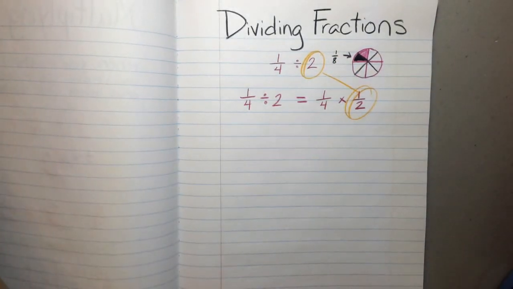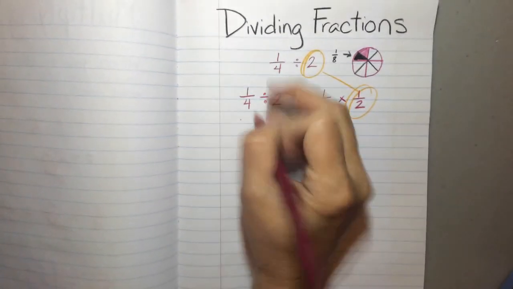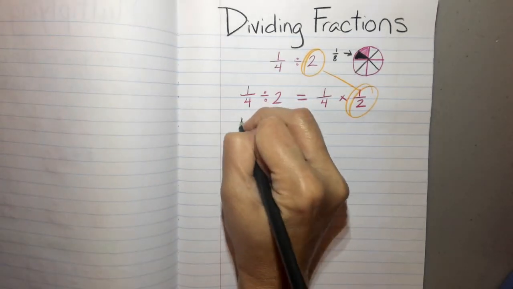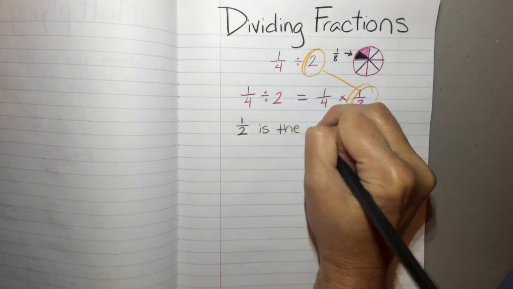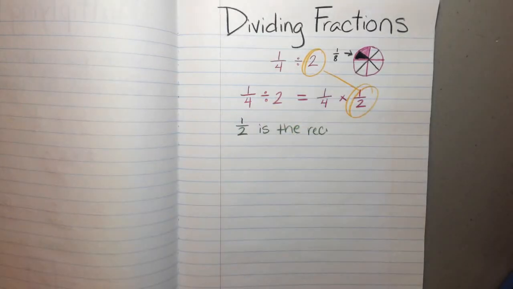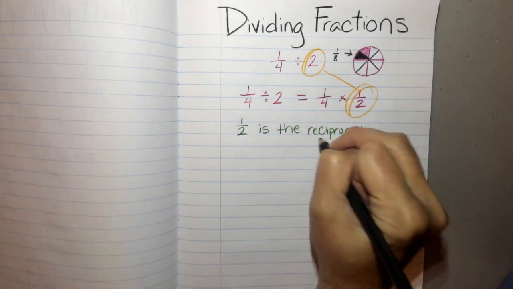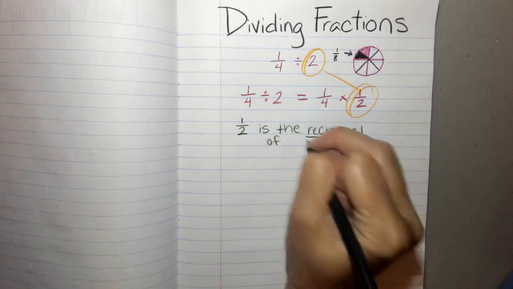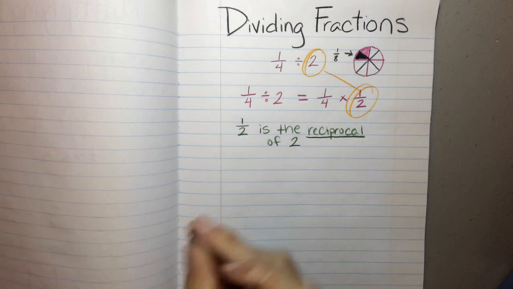1/2, in a different color. Okay, 1/2 is the, let me pause this for a second and check how to spell this. Reciprocal. It's a new vocabulary word. 1/2 is the reciprocal of 2. Okay, and let's give a defining sentence.